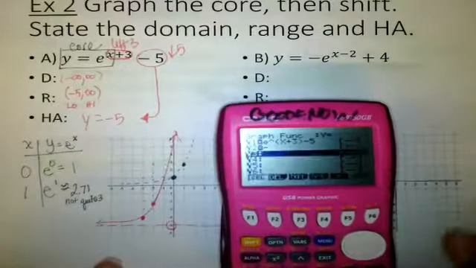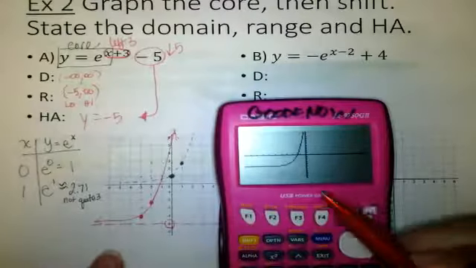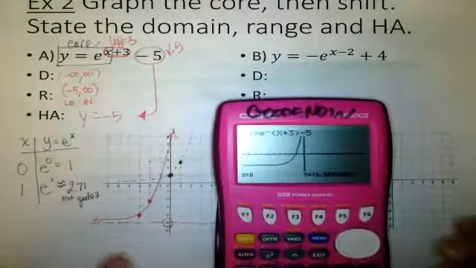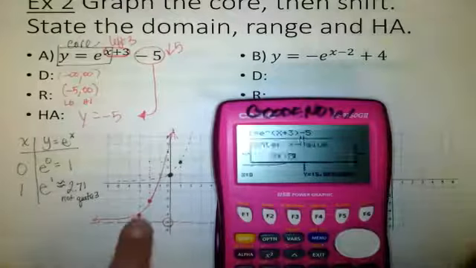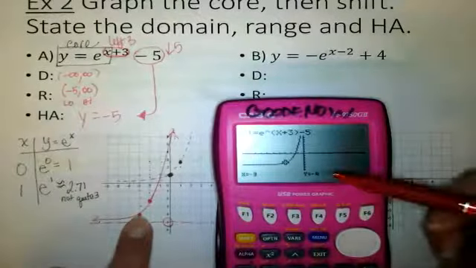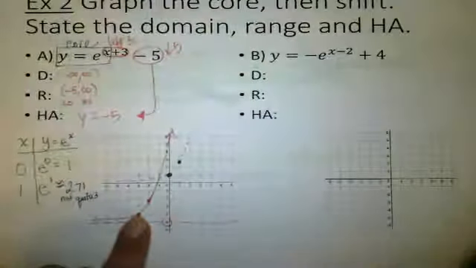Here we go. You can also do trace, so second trace, and I can check my value here at negative 3, and it tells me it's negative 4, which is exactly where I am on my graph as well. Okay, trace is awesome to check ordered pairs.